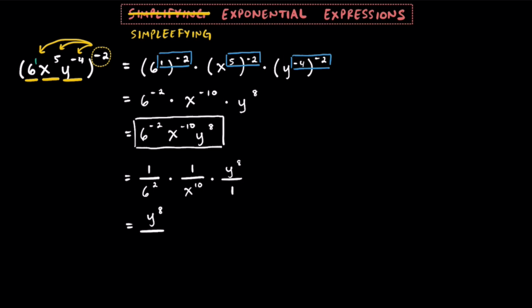And in the denominator, 6 to the 2nd power we know is 36, and then x to the 10th power is just going to stay the same, and we can go ahead and drop that 1 because it doesn't change the value here. So using only positive exponents, but allowing a fraction bar, this would be the most simplified expression.